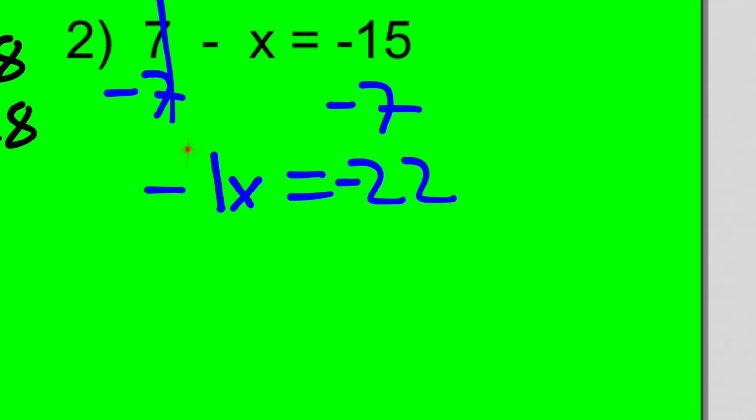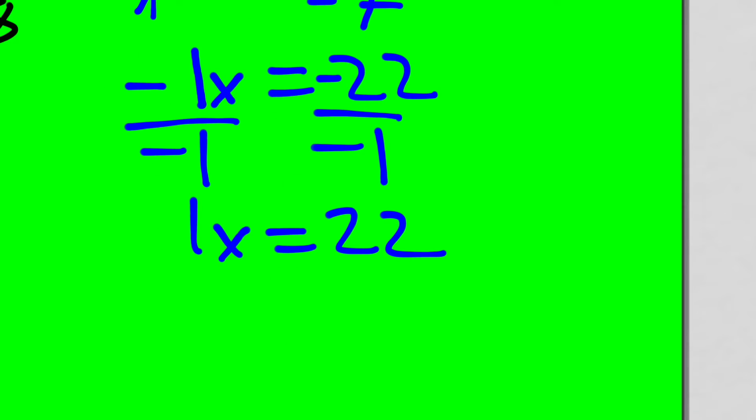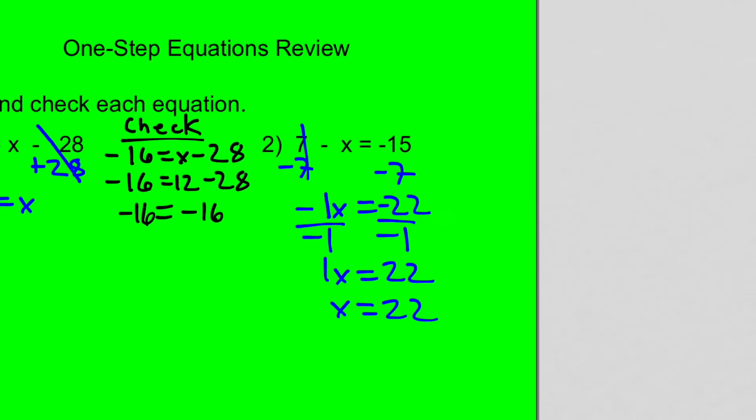Now this is negative 1 multiplied by x. So to turn this into positive 1, I divide this by negative 1 and divide this side by negative 1. And I get 1x equals positive 22. Negative divided by negative is positive. Or x equals 22.